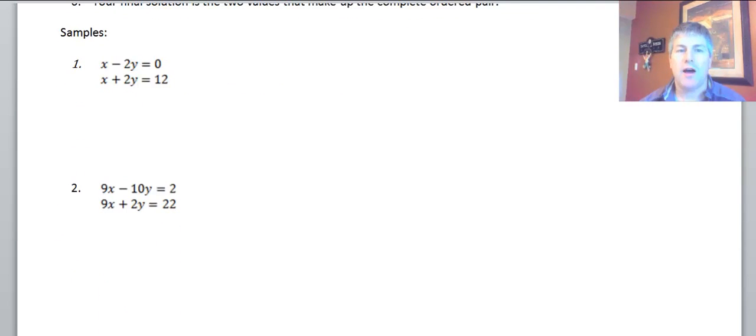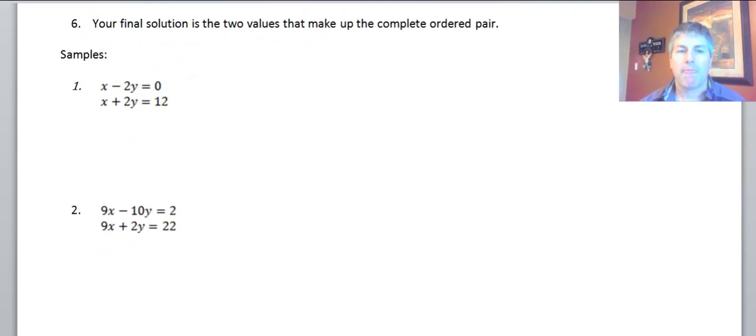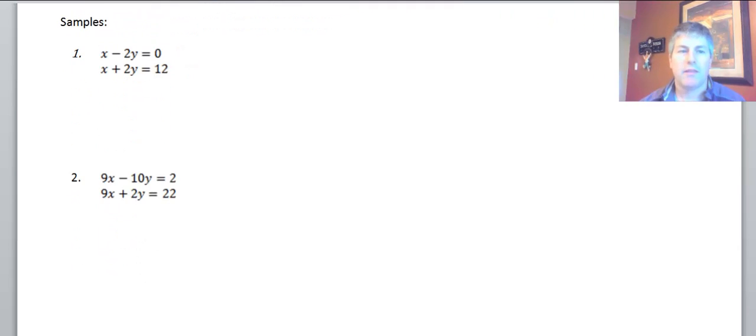So let's move on to some samples. We'll start with x minus 2y equals 0 and x plus 2y equals 12. As you can see here on the y variable, we have equal coefficients. They're both 2, and they have opposite signs. One is positive, one is negative. So we should be able to simply add up our system.